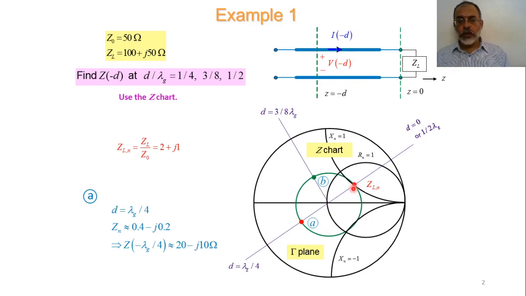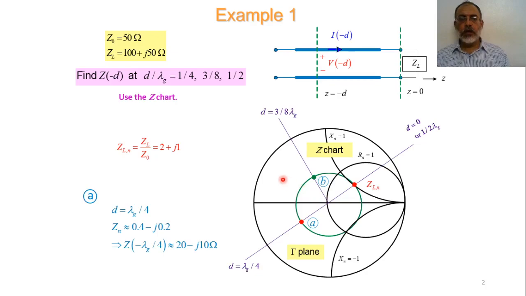Once we determine the location of the load impedance, we are going to draw the constant gamma circle from the center of the Smith chart to the load. This is the radius of the constant gamma circle, and we draw this green circle, which corresponds to the constant gamma circle of this load.